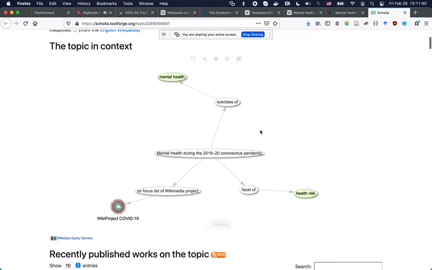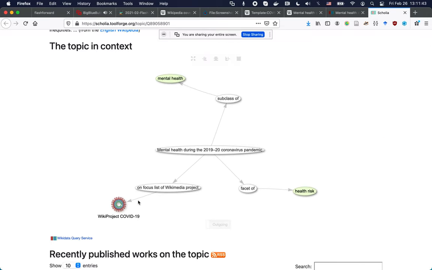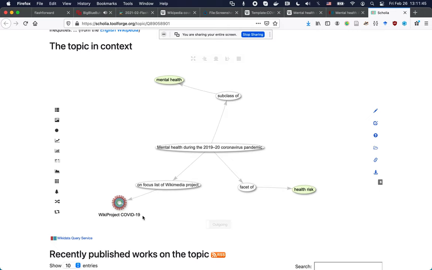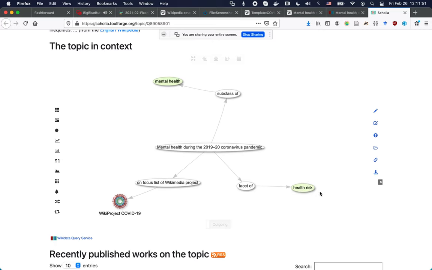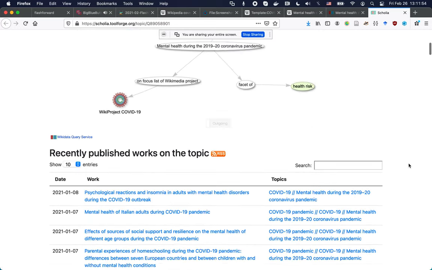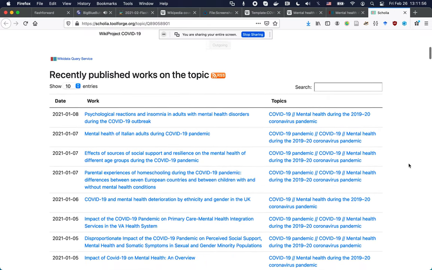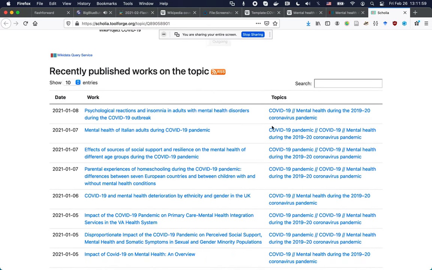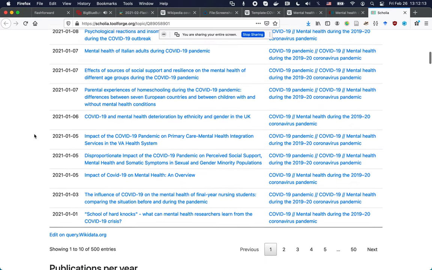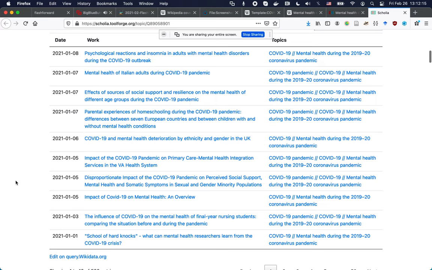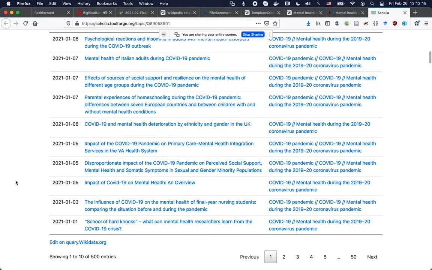So it's a subclass of mental health. It's on focus list of Wikimedia project, WikiProject COVID-19, which I will talk about more later. And it's a facet of health risk, as we had already seen on that page. So what it also gives you is a set of recently published works on the topic. Actually, since we're at the end of February, there's a little lag here. So some weeks are missing. This is because the curation is always incomplete because this is volunteer work. You see there is, at least there is some content that's not too old.